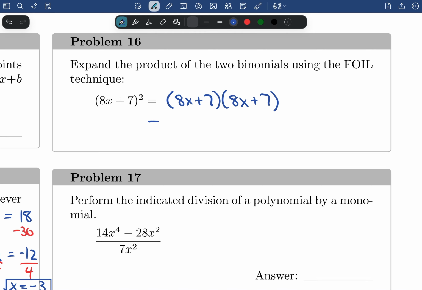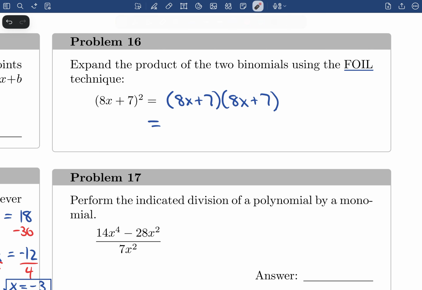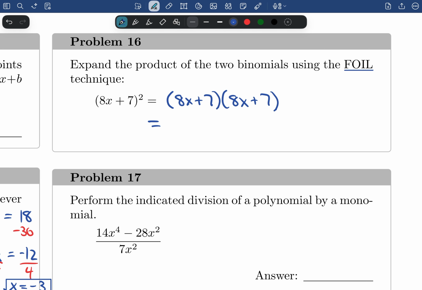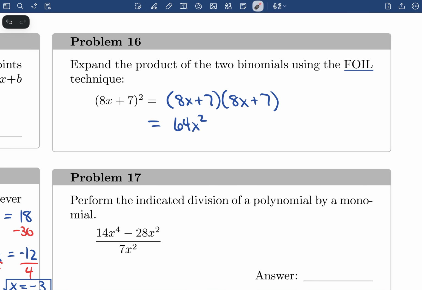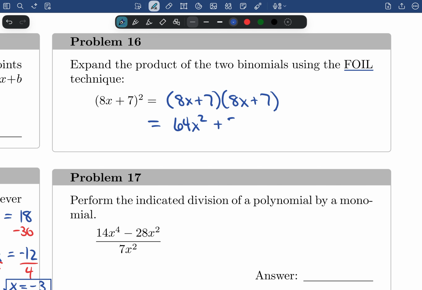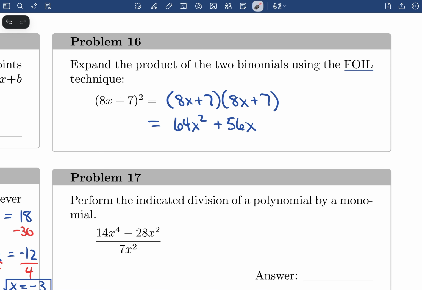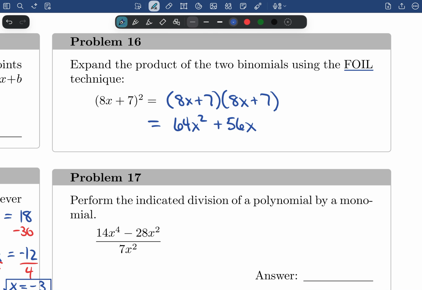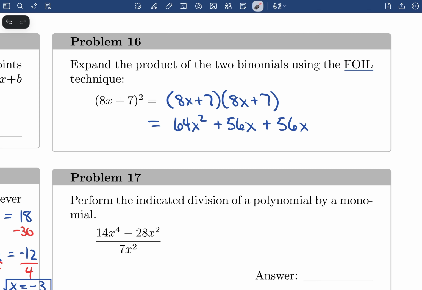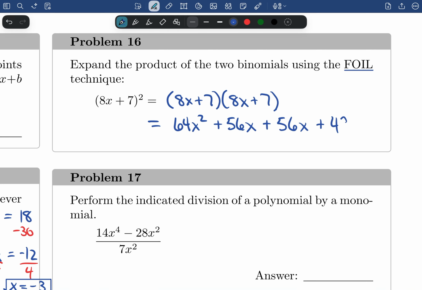Great. Now FOIL, right? The problem tells you what to do. It says FOIL. So that's multiplication of first terms, outer terms, inner terms, and last terms. So 8x times 8x gives me 64x squared. Then 8x times 7 gives me a 56x. Now inner terms, 7 times 8x, well, that's another 56x. And then last terms multiplied together, 7 times 7, that gives me a positive 49.